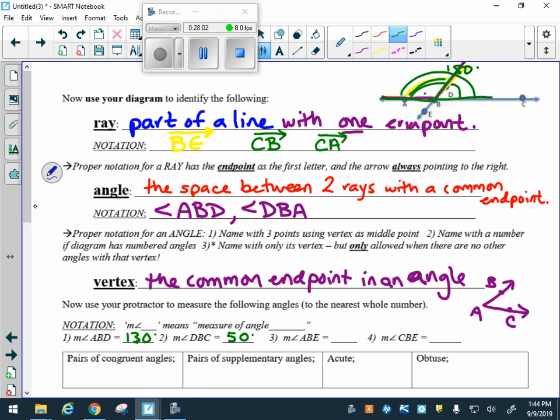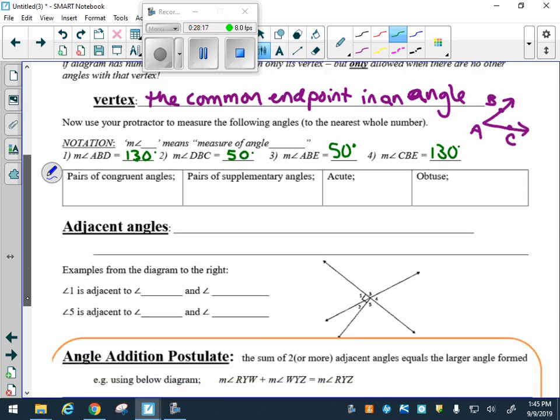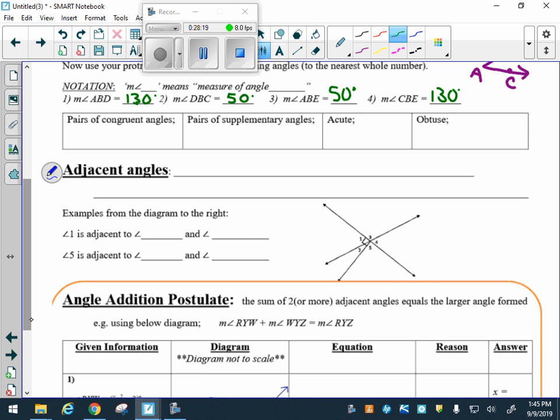All right, the next one is ABE. How many degrees would you expect ABE to be? Also 50, good. And then CBE, 130. Okay, I'm going to skip down a little bit.